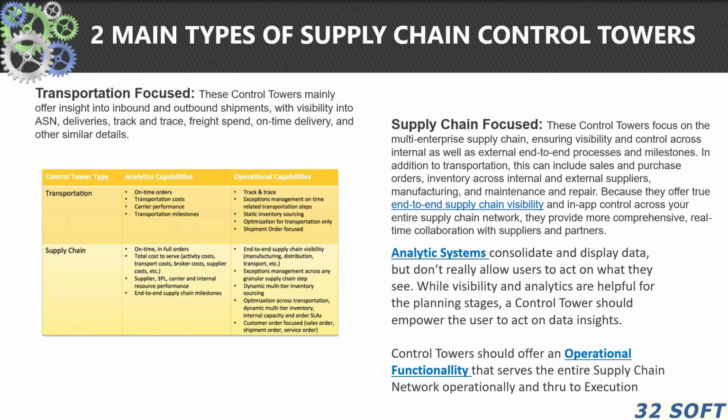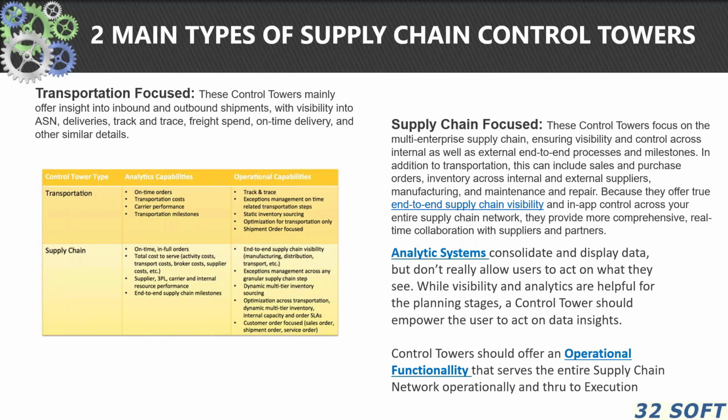Transportation-focused towers mainly offer insights into inbound and outbound shipments with visibility into automated shipping, deliveries, tracking, and tracing. The second type of supply chain control tower is supply chain focused. And this is focused on multiple enterprises within the supply chain, ensuring visibility across internal as well as external processes.